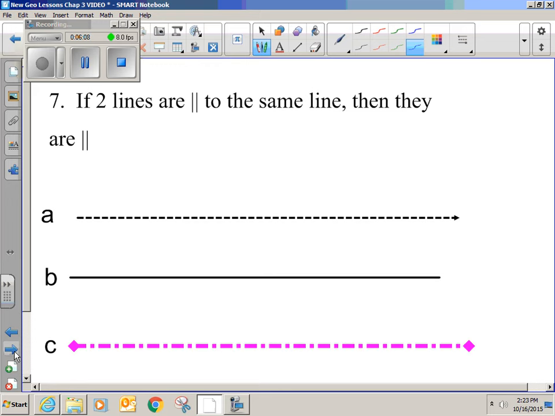And the last one, if 2 lines are parallel to the same line, then they are parallel. Again, this is almost like transitive, but it's not. It's like it. If A is parallel to B and B is parallel to C, and we can see those now, therefore A must be parallel to C. Okay?